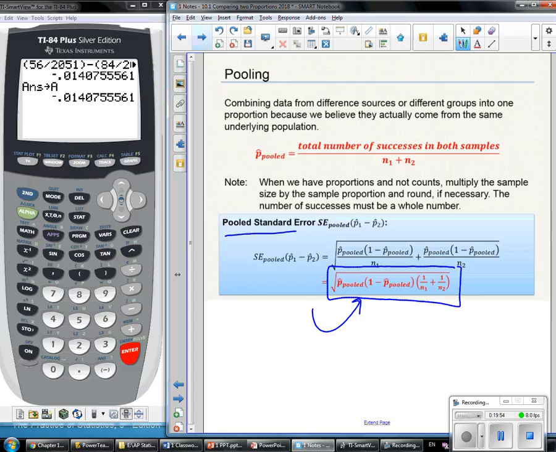And again, your calculator will compute this for you when you're doing a test of significance. It'll actually report the pooled value for you. But I can see this being a multiple choice question where you're given a scenario and then asked, what is the pooled proportion or what is the standard error for the pooled proportion? Okay, so let's put this into practice. Let's make some sense of this and go back to our example.